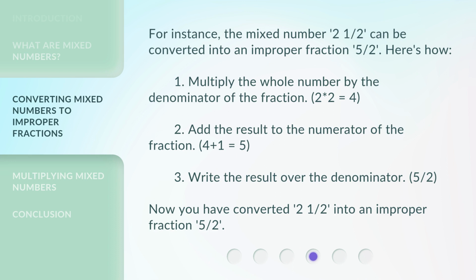Here's how. 1. Multiply the whole number by the denominator of the fraction. 2 times 2 equals 4. 2. Add the result to the numerator of the fraction. 4 plus 1 equals 5. 3. Write the result over the denominator. 5/2. Now you have converted 2½ into an improper fraction, 5/2.